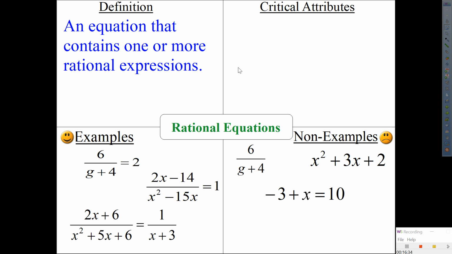So what would be an obvious hashtag, guys, between what rational equations are? It has to be a what? An equation, yeah. So hashtag equation. And the second one will be hashtag at least one rational expression, at least.